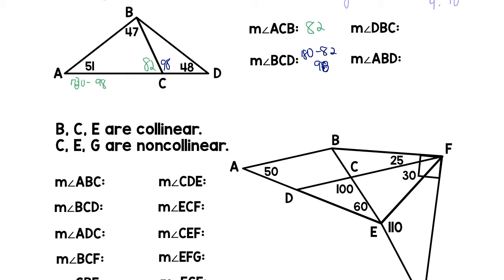Angle DBC, we've got 180 minus 98 minus 48. And that's going to be 34. And angle ABD is going to be 47 plus 34. That's 81. All right, so we're just using the things that we know about how angles are related to find all of the angles in these triangles.